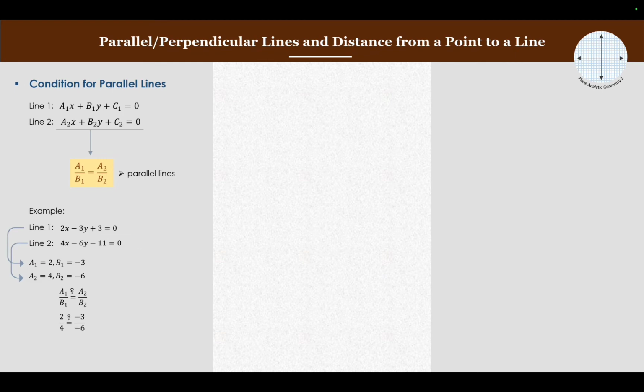So substituting these values to check if the lines are parallel, we have 2 over 4 and negative 3 over negative 6. So this is equal to 1/2 or 0.5. So 0.5 is equal to 0.5, therefore the 2 given lines are parallel.